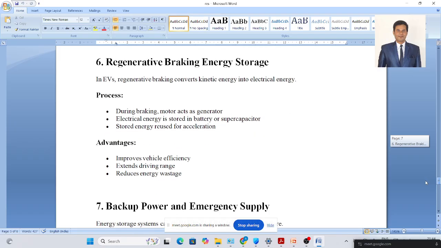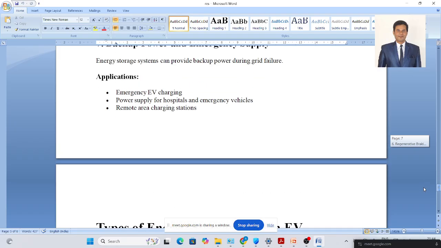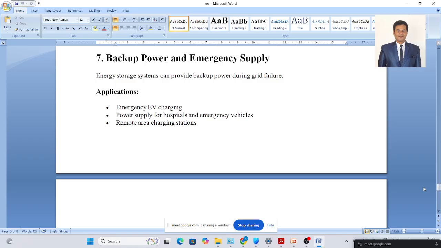This is actually about backup power for emergency supply. Energy storage helps us provide backup power during grid failures, right? When there is a grid failure and no generation, you have stored the power in terms of gigawatts, so now you can easily supply the consumers when there is a blackout or a grid failure also. That is one of the benefits of your energy storage. So these are the various applications, all right.